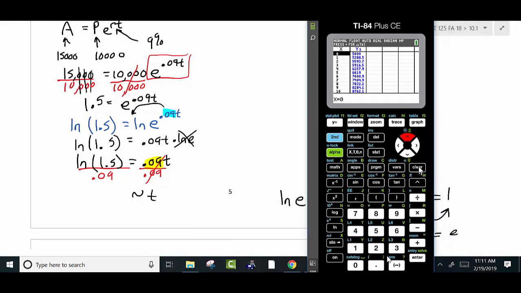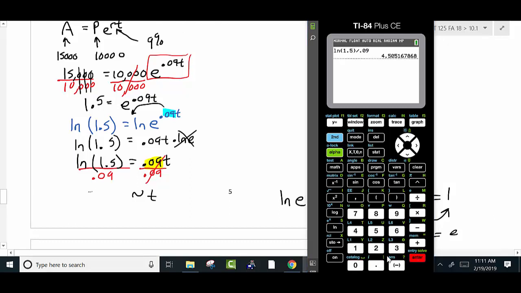Okay, so what we'd have, just take your natural logarithm key, ln. I'll do that on a clear screen. So we go ln of 1.5. Be sure you close the parentheses. And then divide by 0.09. That 0.09 is not in the log, so you do that. And we'll round it off to like 1 decimal, so that will be about 4.5 years is about how long it takes for that to happen.